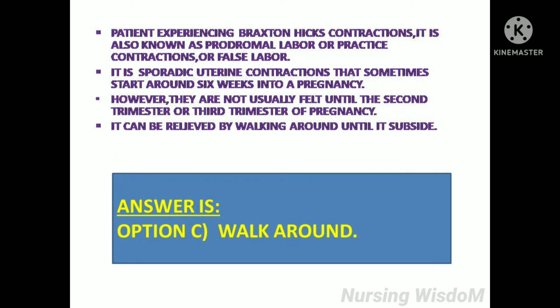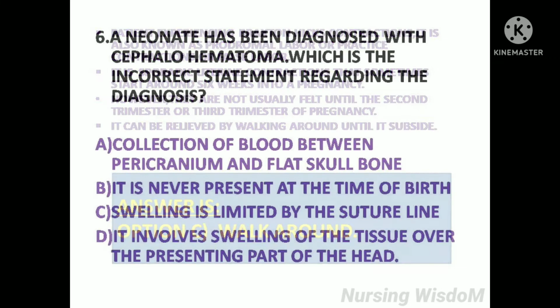The patient is experiencing Braxton Hicks contractions. It is also known as prodromal labor, practice contractions or false labor. These are sporadic uterine contractions that sometimes start around 6 weeks into a pregnancy. However, they are not usually felt until the second or third trimester of pregnancy. It can be relieved by walking around until it subsides. So here the answer is option C, walk around.